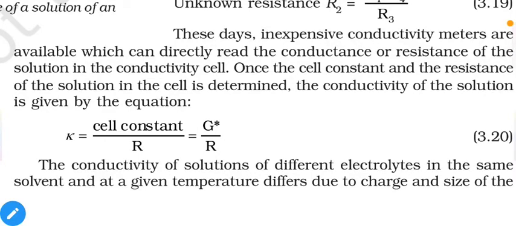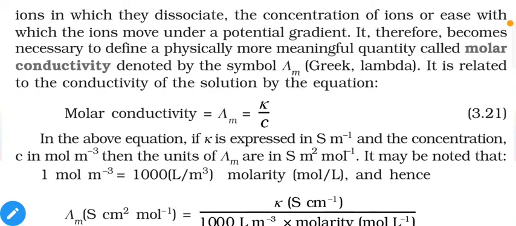Once the cell constant and resistance of the solution in the cell are determined, the conductivity of the solution is given by the equation K is equal to cell constant divided by R, or G star divided by R. We are using the same equation, nothing is different in this case. The conductivity of solutions of different electrolytes in the same solvent and at a given temperature differs due to the charge and size of the ions into which they dissociate, the concentration of ions, or the ease with which the ions move under the potential gradient.